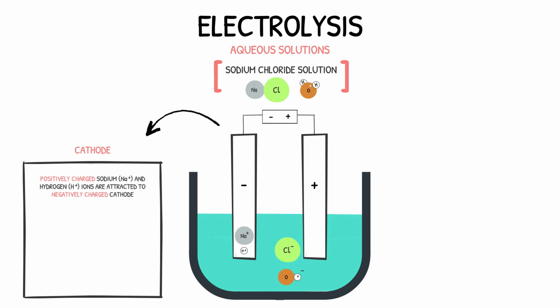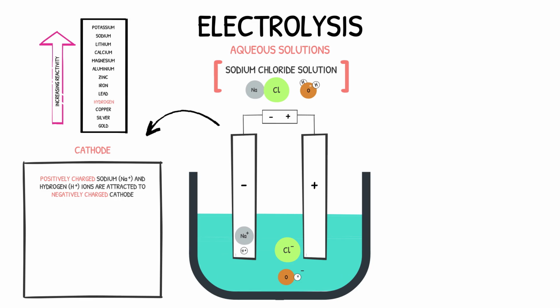Whether the metal or hydrogen is discharged depends on the position of the metal in relation to hydrogen in the reactivity series. If the metal is more reactive than hydrogen, then hydrogen will be produced. However, if the metal is less reactive than hydrogen, then the metal will be produced. In this example, sodium is more reactive than hydrogen. Therefore, hydrogen gas will be discharged at the cathode and the sodium ions will remain in solution.